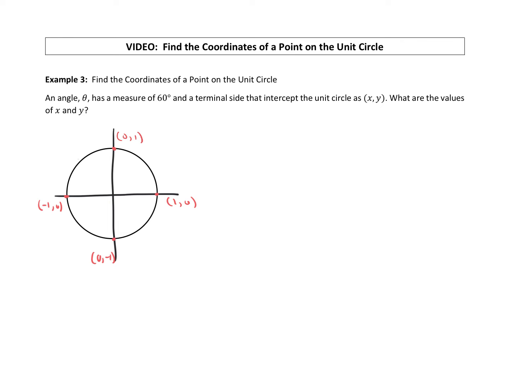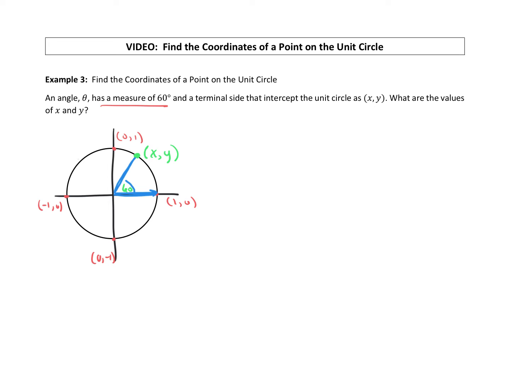So we know that our angle theta has a measure of 60 degrees. Let's go ahead and draw in our angle. Here's our initial side, and 60 degrees is about there. Oh, did I just say terminal side? This is the initial side. This is the terminal side. And it says that the terminal side of the angle intercepts the unit circle at point xy. So we're intercepting the unit circle right there at xy, and that is a 60-degree angle.